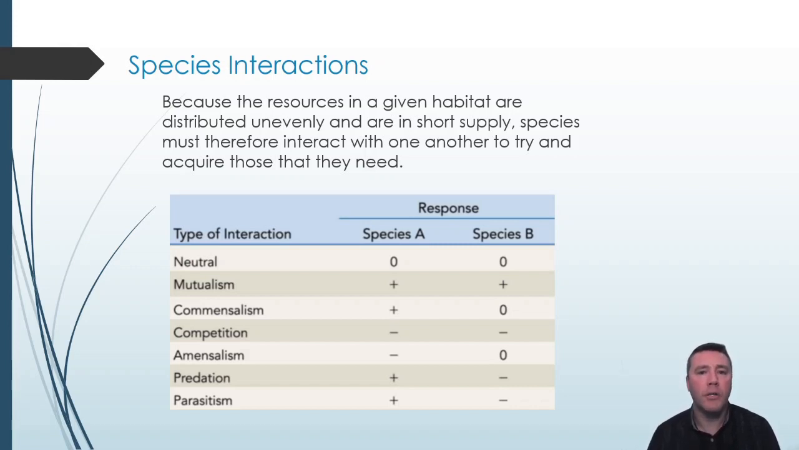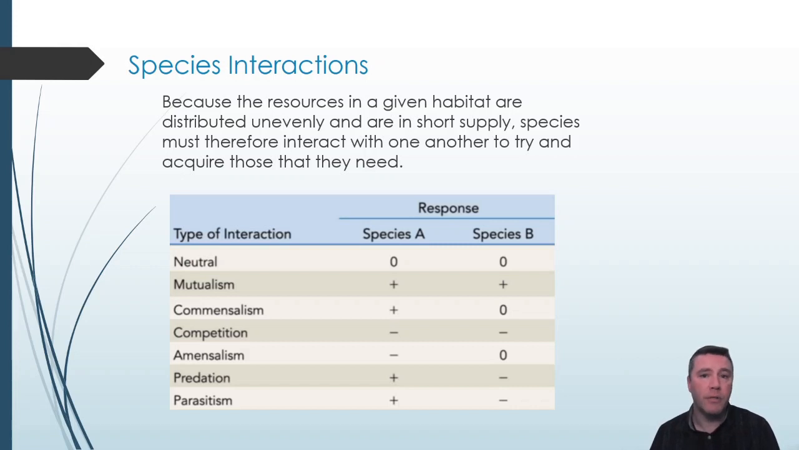The reason why ecologists debate this is because it's difficult to say without question that one species has absolutely no effect on another. The second interaction is called mutualism. In mutualism, both species A and B benefit from each other's presence. An example of mutualism could include a flower and a bee.